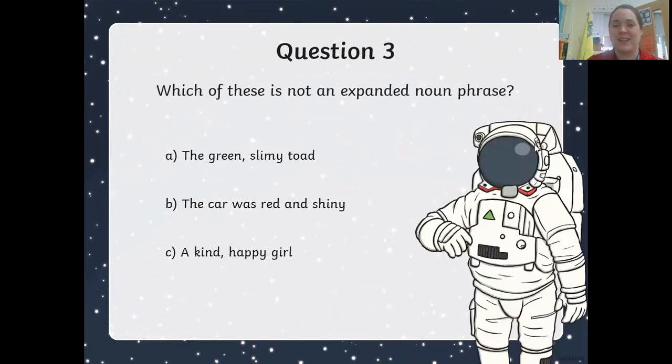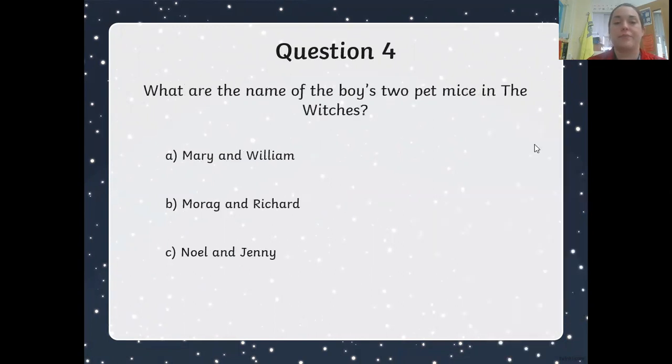2,323. Question 3. Which of these is not an expanded noun phrase? A, the green slimy toad. B, the car was red and shiny. Or C, a kind happy girl? The answer was B. That's not an expanded noun phrase. In fact, it's not a phrase at all because it's got a verb in it.